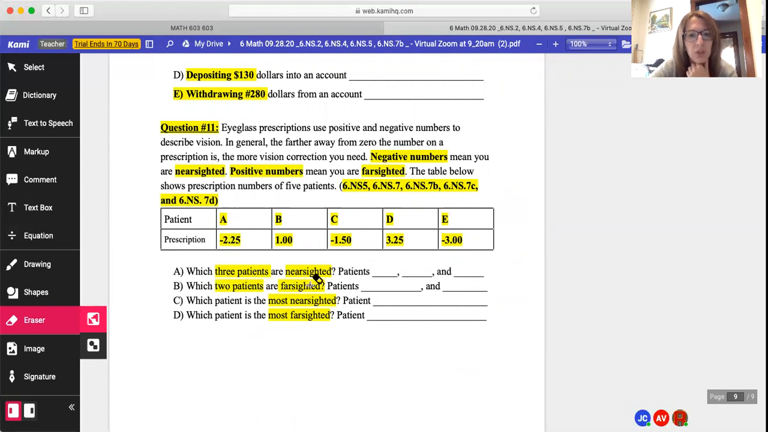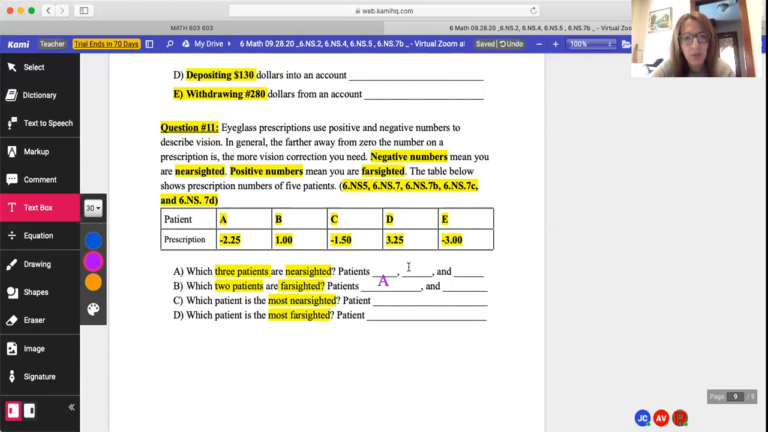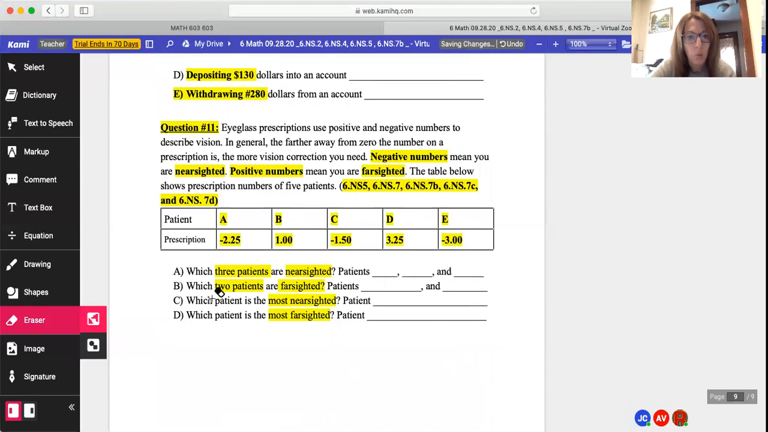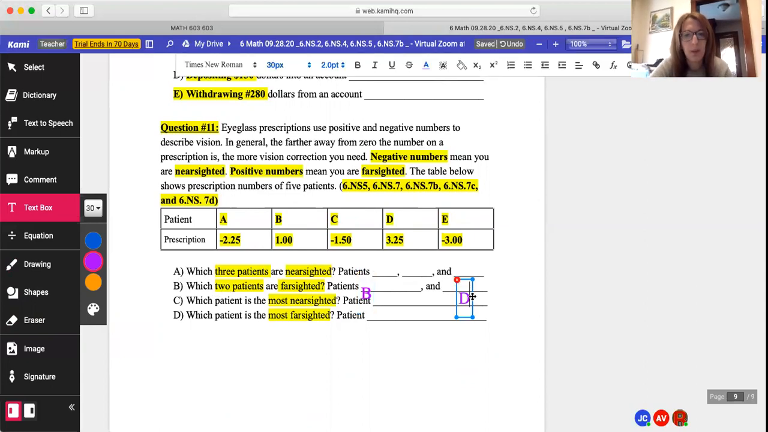Which 3 patients are nearsighted? Nearsighted means negative. So which 3 have a negative number? Well, patient A is negative 2.25. Patient C is negative 1.50. And patient E is negative 3. So A, C, and E for number 1. Now, which 2 patients are farsighted? Farsighted means positive. So patient B is positive and patient D is positive. B and D are the answer to 2. B as in boy and D as in David.